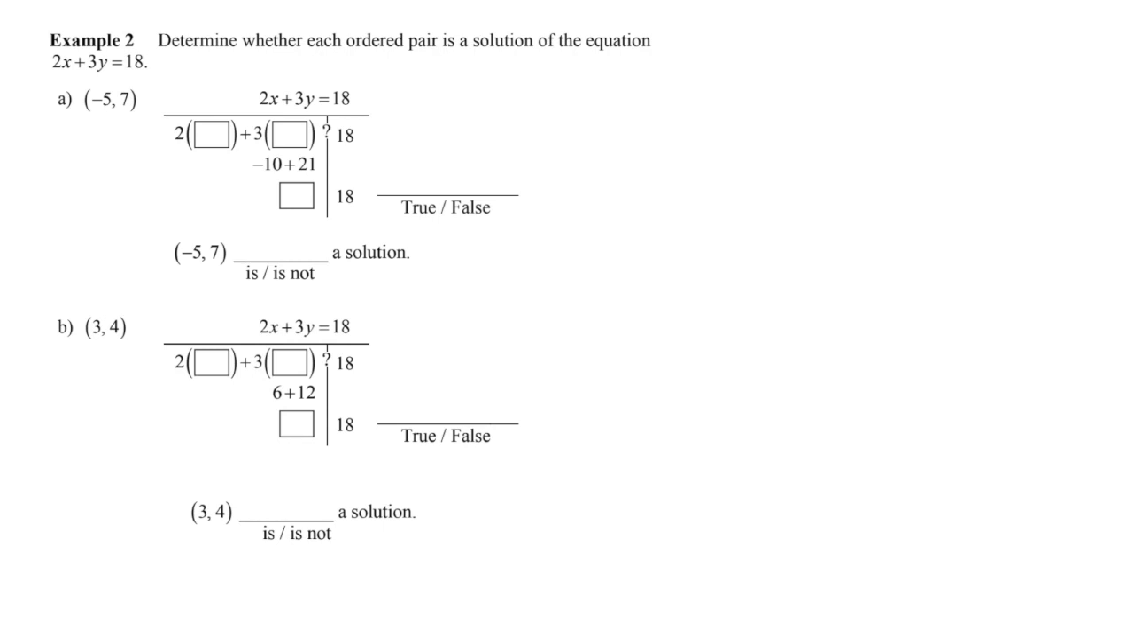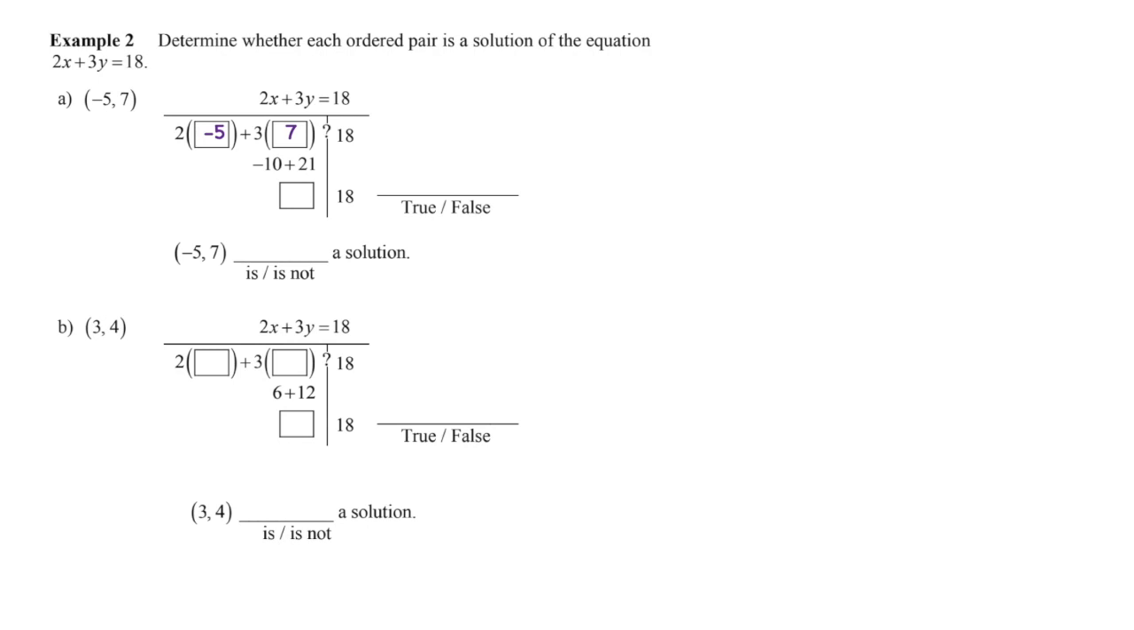Let's determine whether each of the ordered pairs is a solution of the equation 2x plus 3y is 18. If this point is a solution, that means if we were to graph the line, this point would be on that line, and it would also create a true statement. Notice that -5 is my x value and 7 is my y value. We will substitute in -5 where we see x and 7 where we see y, and determine if it makes an equivalent statement on the left and the right.